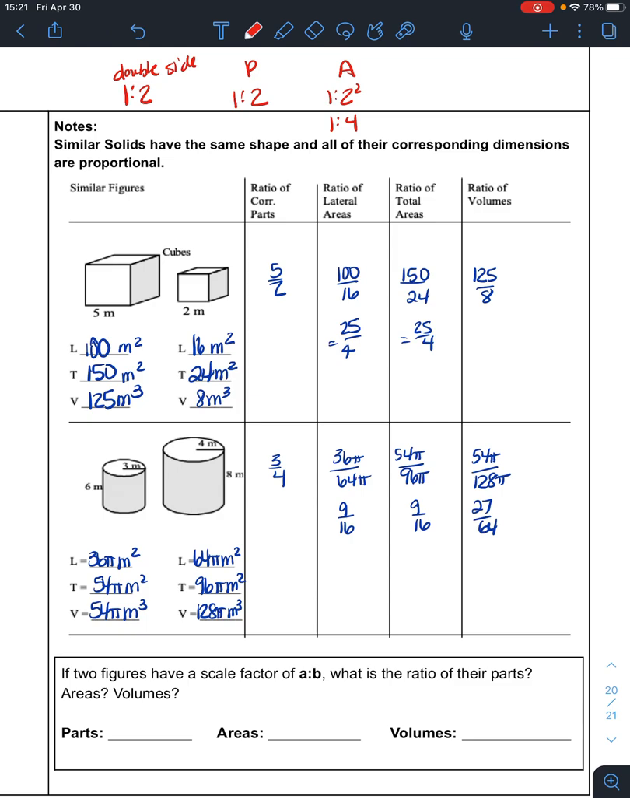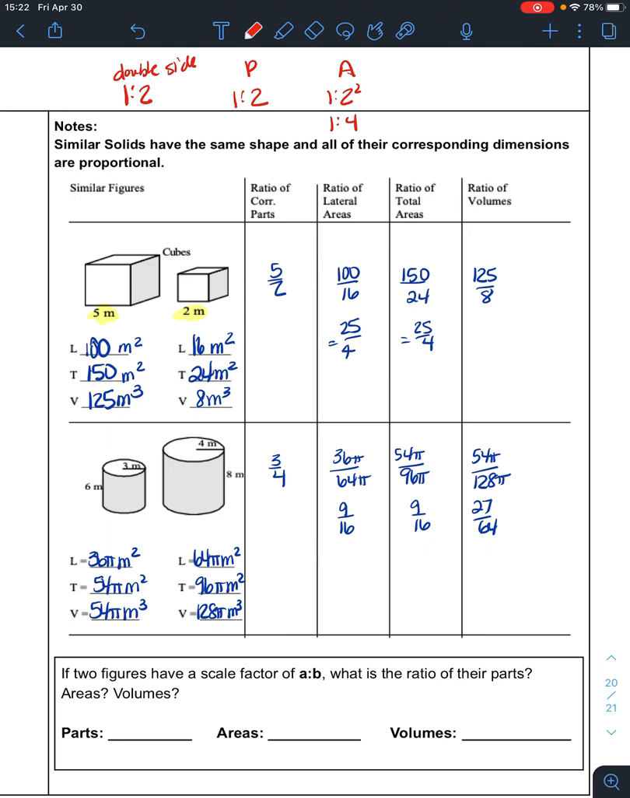So the ratios of our corresponding parts, by corresponding parts, I mean the sides or the diameters or the heights, the pieces that go together. So with our cubes, our corresponding sides have a ratio of 5 to 2. So if you take your lateral areas, 100 over 16, and you reduce that, you get 25 over 4. And then your total area is reduced to 25 over 4, which is interesting to note. And then our volumes is 125 over 8.